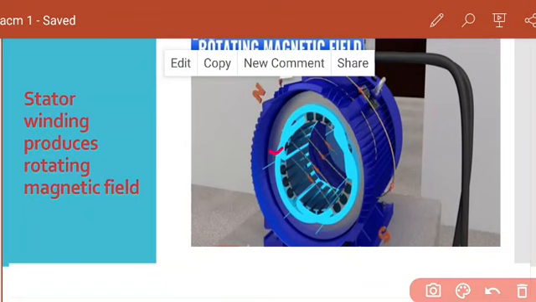We can consider saying 1, 2 and 3-phase current passes through the winding. The rotating magnetic field is generated. This is the rotating magnetic field. You can see the N and S. Okay, the rotating magnetic field is generated when 3-phase current is passing through it.